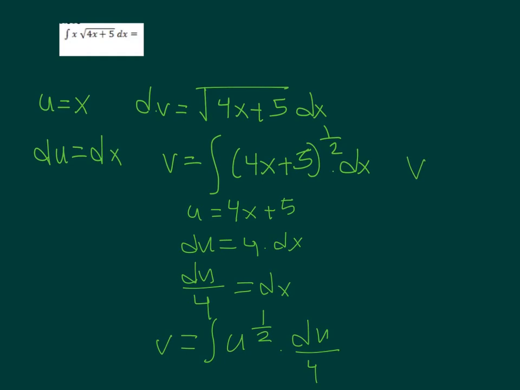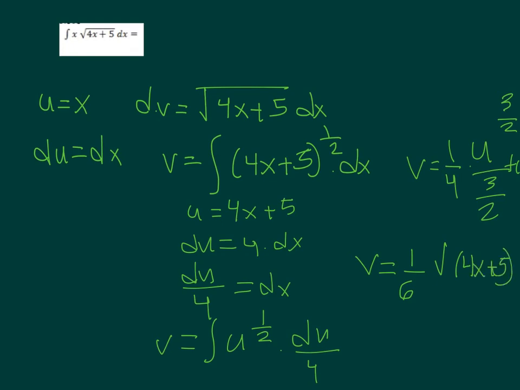So we're still looking for v. v is equal to 1/4 times u to the 3/2 over 3/2 plus c. So v will be equal to 1 over, it will be 2/12 or 1 over 6, square root of 4x plus 5 cubed plus c. And the constant in this case is not so important because we're going to substitute the constant at the end.